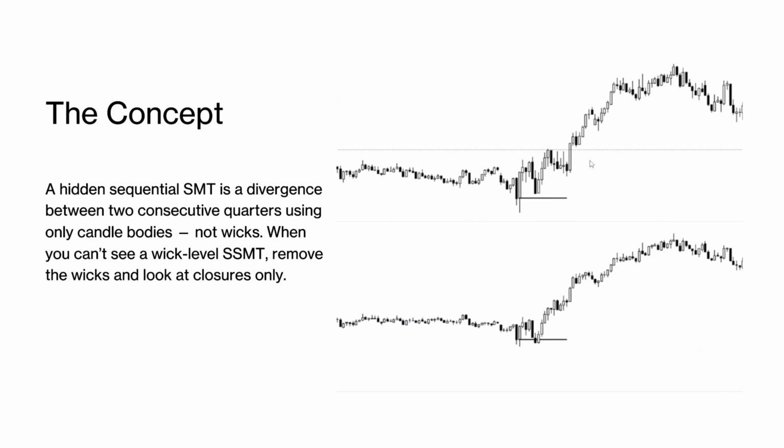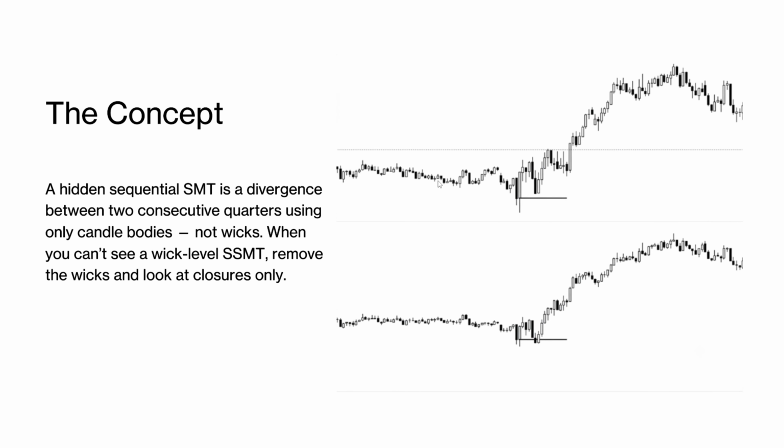Now, for those who don't know what this hidden sequential SMT is, they will probably be trading this blindly. For example, the 9:30 open, the body. Look, did we take out the body? I already marked it out. Did the market close the body below? No, it didn't. However, on ES we did. We closed two candles below this body. This is a hidden sequential SMT.